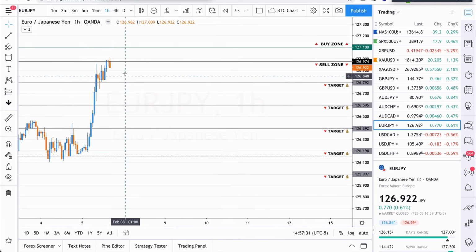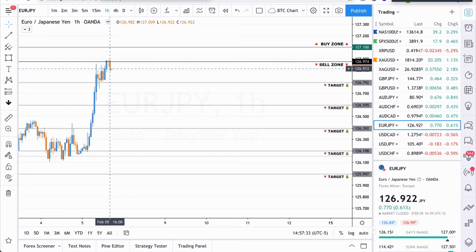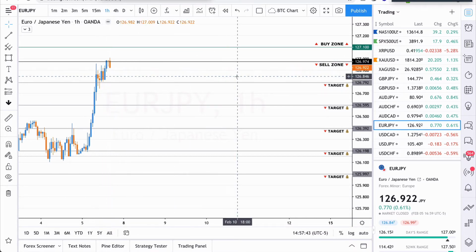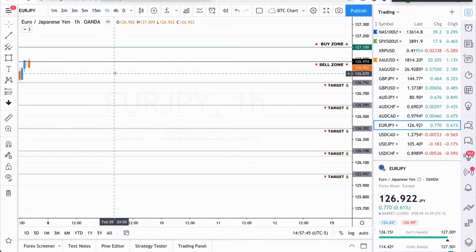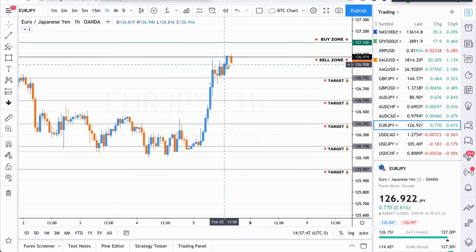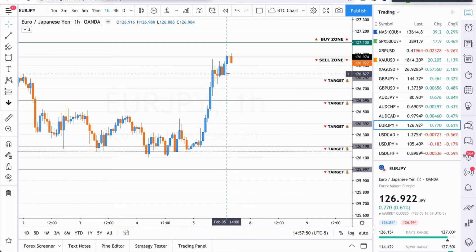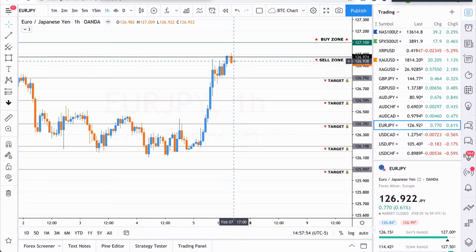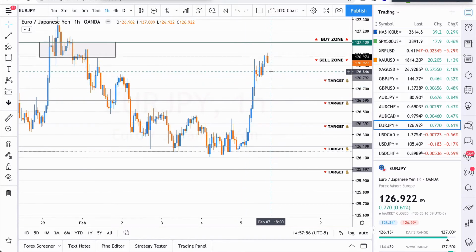Look at this pattern right here. That's a very key pattern for a sell indication. Whenever you see a bullish candle come into a doji and then a change, that's an indication of a sell right here.